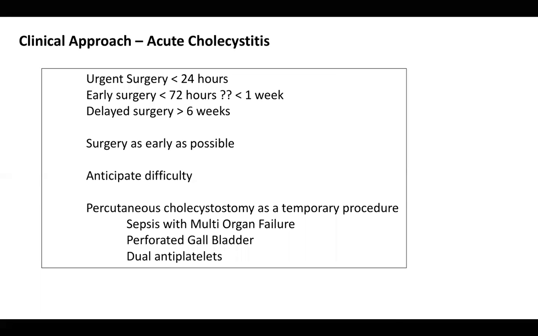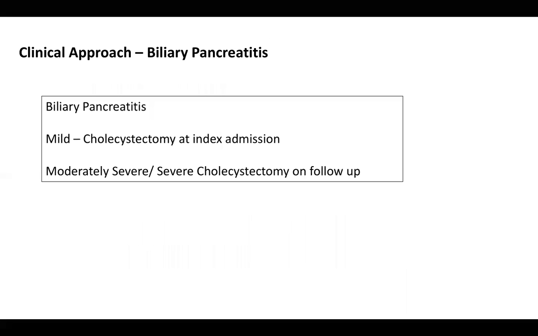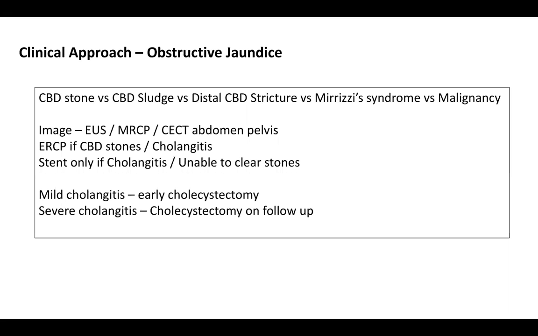There is enough evidence to say that a patient on a single antiplatelet can be operated safely, but be cautious when somebody is on dual antiplatelets. It is important to take a drug history because sometimes they use Ecosprin Gold, which is a combination of two antiplatelets. Biliary pancreatitis, if it is stratified as mild, cholecystectomy at index admission. If it is moderately or severe, on follow-up.